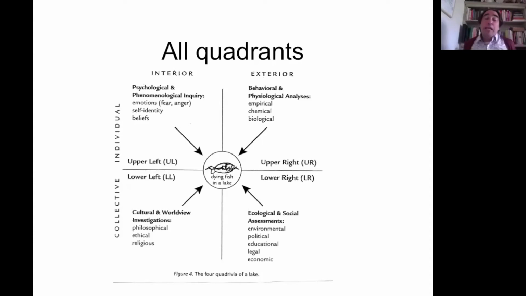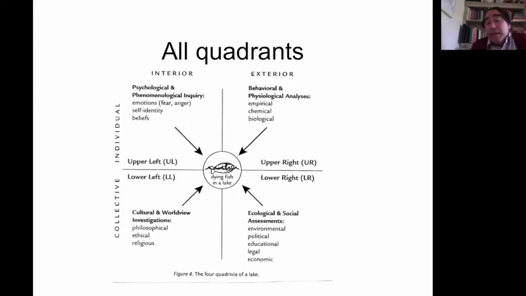So one is looking as, which is the quadrants, and quadrivia is looking at. If you were looking at a dying fish in a lake, you might have a self-identity as a fisherman, and you might be worried about the eutrophication in the lake because it's killing all the fish and you can't make a living out of it. Or you might be a farmer and have no concern about the lake really in relation to your economic world.